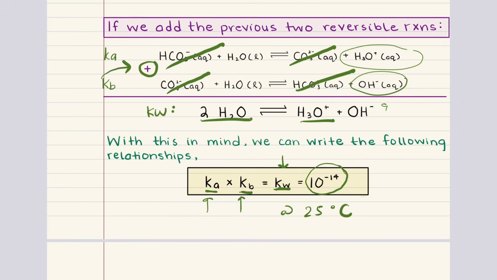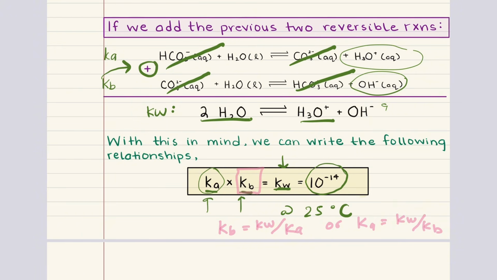That means if you know Ka for a conjugate acid, you can immediately calculate Kb for its conjugate base and vice versa. And this link is extremely useful, and it's going to guide us as we move into more calculations involving weak acids and weak bases.